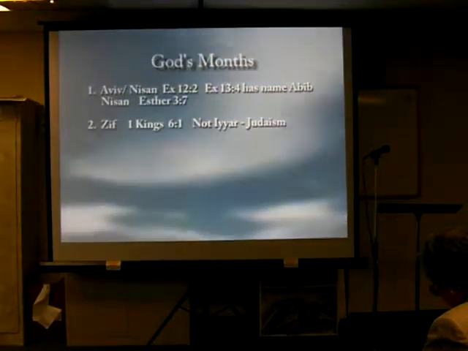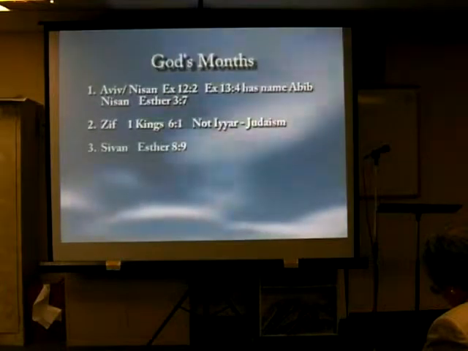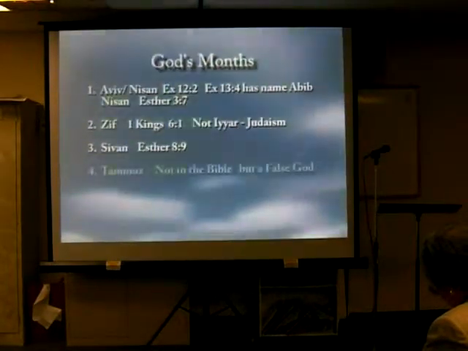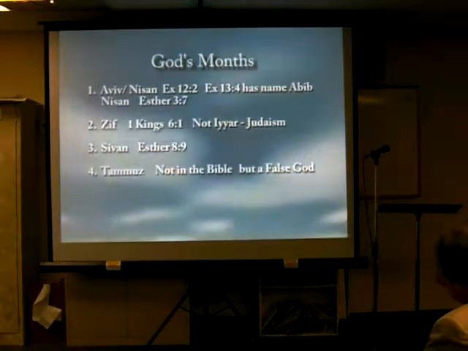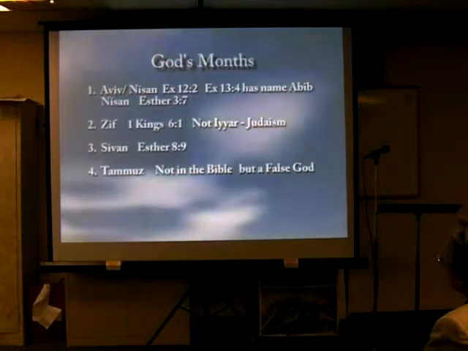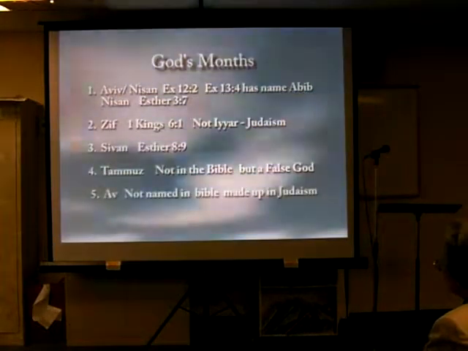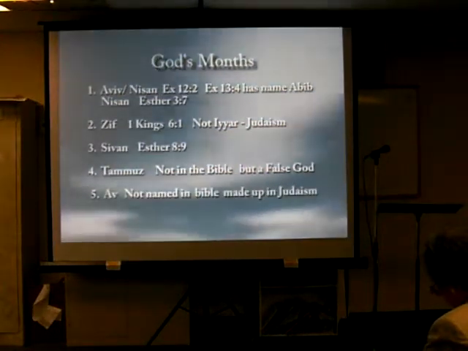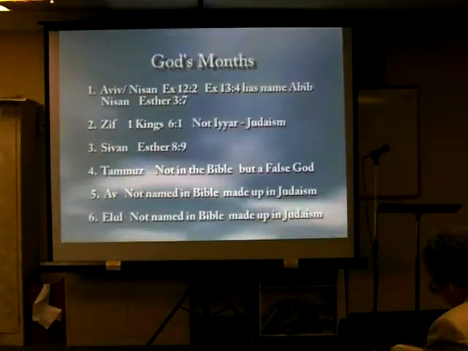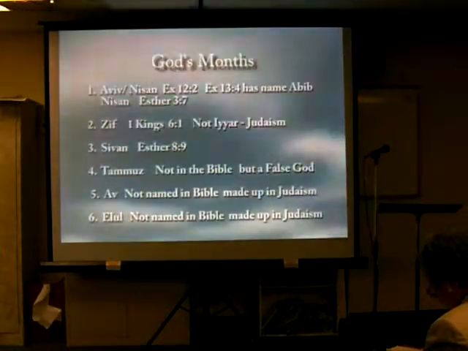The third month is Sivan. It is in Esther 8, verse 9. The fourth month is Tammuz. It's not in the Bible, and is the name of a false god. The fifth month is Av. It's not named in the Bible. It's made up in Judaism. The sixth month is Elul, which is also not named in the Bible and made up in Judaism.